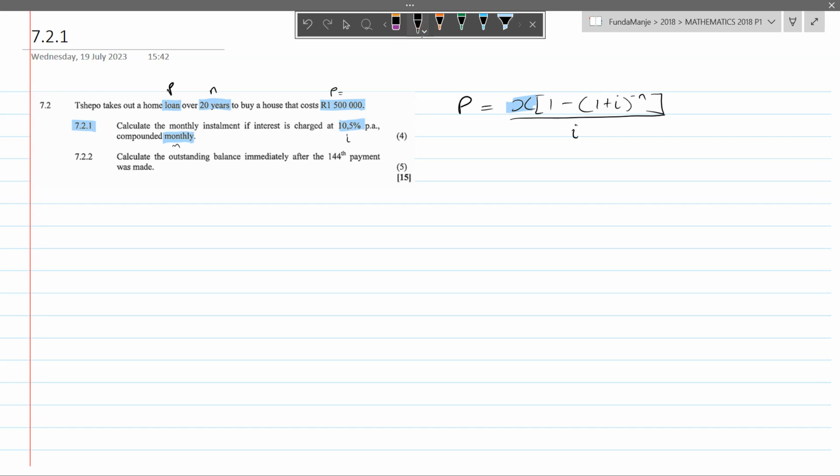So making that subject of the formula requires us to multiply both sides by I, and you will have X. With this entire thing, we're just gonna divide through by it. So X is equals to PI divided by 1 minus 1 plus I to the power of minus N. Remember, N in the present value formula represents the amount of payments still to be made.